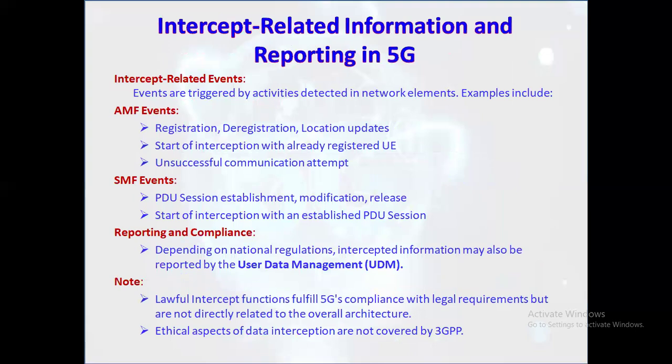And the next one is the intercept related information and reporting in 5G. The intercept related events, often referred to as events, are triggered by specific activities detected within the network. These events serve as the basis for data collection during lawful interception. For instance, the access and mobility management function, AMF, may trigger events such as registration, deregistration, and location updates, which are all relevant for identifying and tracking user activities.